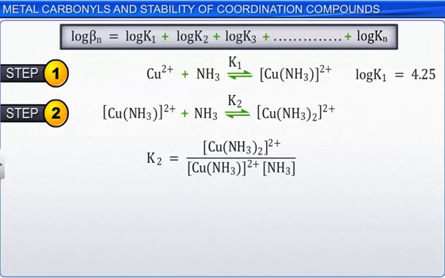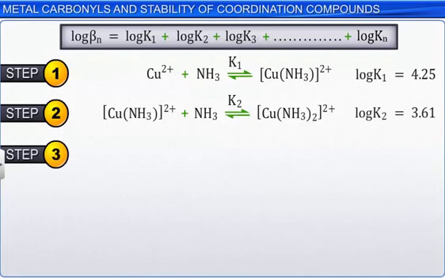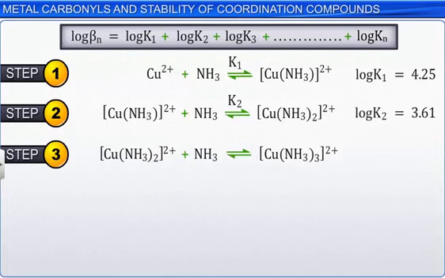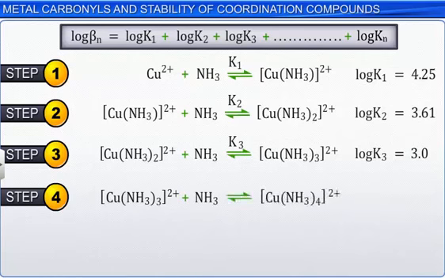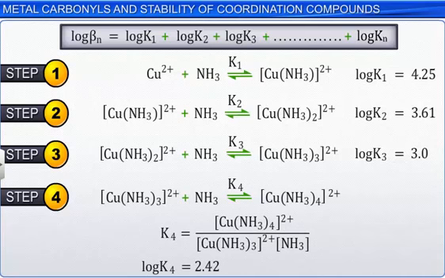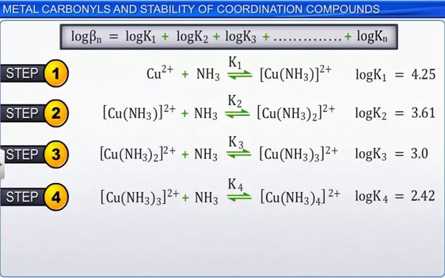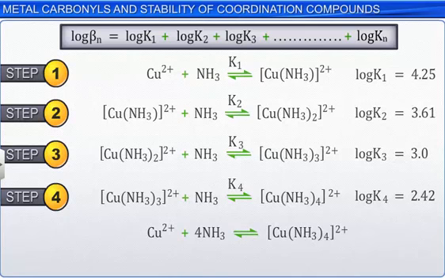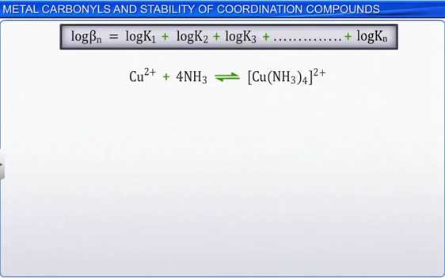The overall stability constant is simply the equilibrium constant for the complete reaction. Cu2+ plus 4NH3 in equilibrium with Cu(NH3)4 2+. It is given by the expression beta 4 is equal to the concentration of Cu(NH3)4 2+ divided by the concentration of Cu2+ multiplied by the concentration of NH3 raised to the power of 4. Its value is 1.20 multiplied by 10 raised to the power of 13. In terms of log scale, it is equal to 13.28. Thus, it can be seen that the sum of the logs of the stepwise stability constants is equal to the log of the overall stability constant.